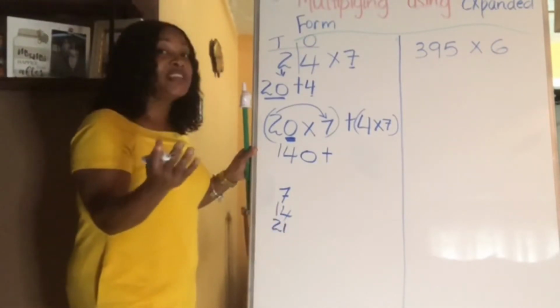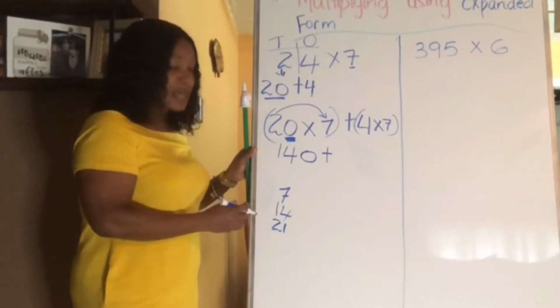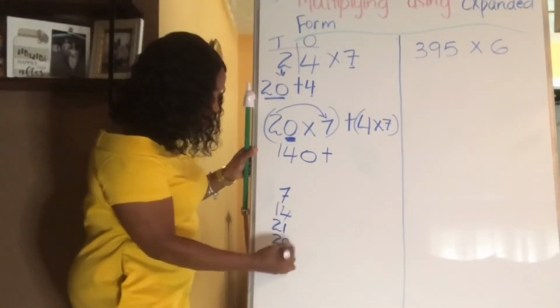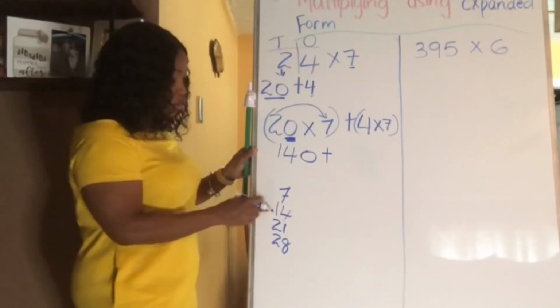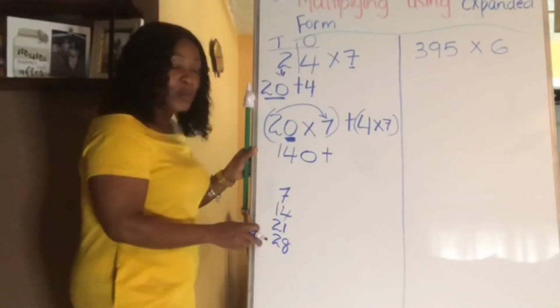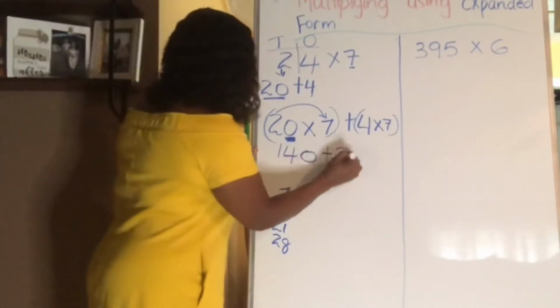Remember, you're using your fingers if you don't know it. And then I have 21. I'm adding 7 more. It's going to become 28. So 1, 2, 3, 4. It means 7 times 4 will give us 28.